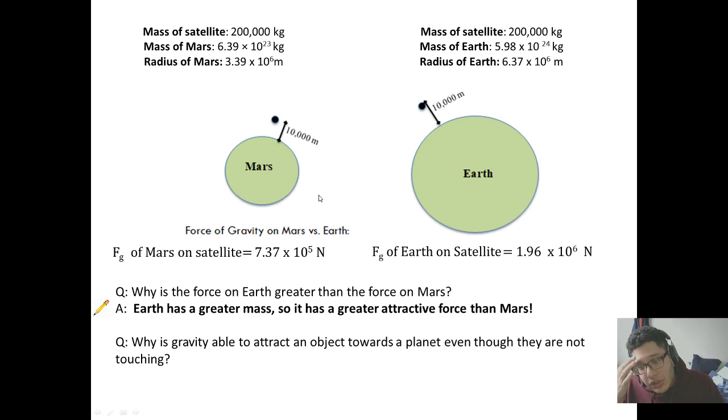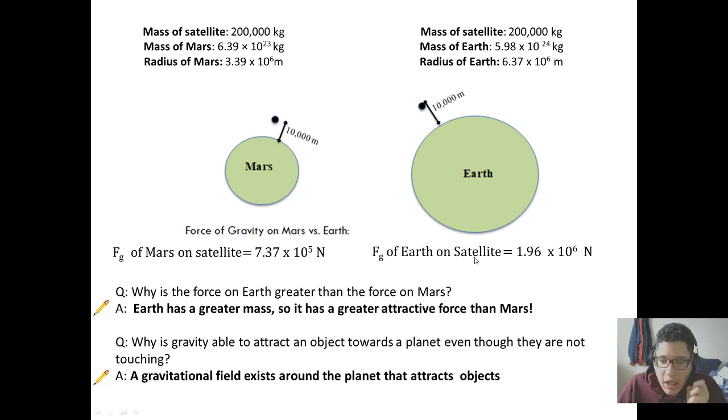Why is gravity able to attract an object towards a planet even though they are not touching? This is where we start to connect the idea of gravitational fields and electric fields, because gravity can attract an object toward a planet because a gravitational field exists around the planet that attracts objects.